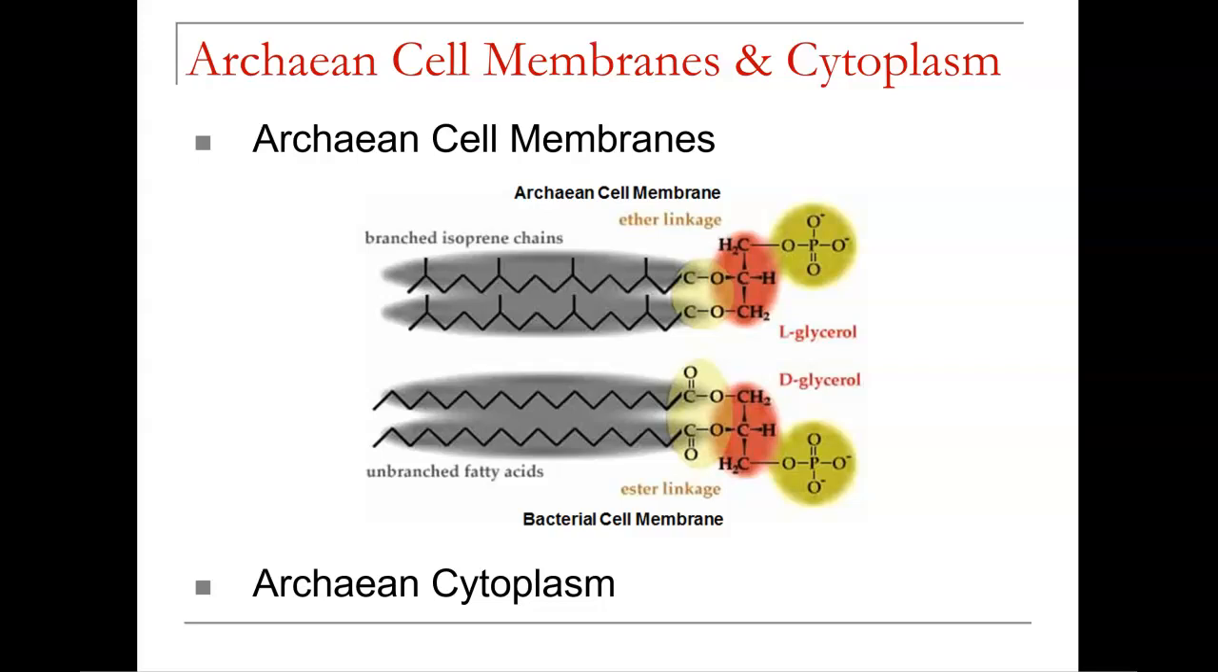Now the archaean cytoplasm is going to be a gel-like substance. And that's going to contain ribosomes, a cytoskeleton, and circular DNA chromosomes. They do not have membrane-bound organelles. And the difference between bacterial and archaeal cytoplasm is that the archaeal ribosomes are going to contain different proteins that are going to kind of be similar to that of eukaryotic ribosomes. And they'll also have different metabolic enzymes that are going to be used to make RNA and genetic code. It's going to be similar to the eukaryotes.